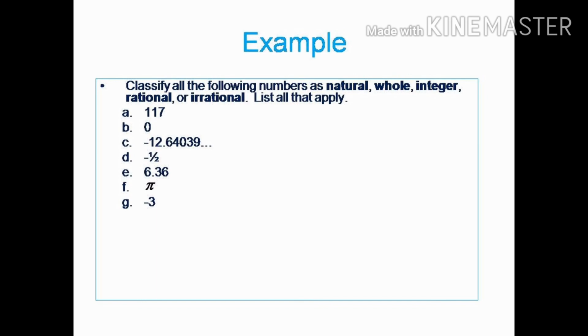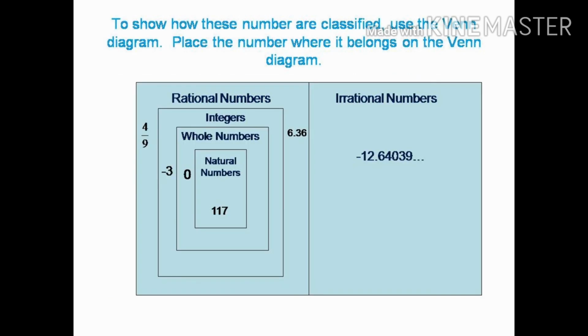Good. See, in the Venn diagram we have shown all those numbers, which belong to what? Rational numbers. 14 by 9, 6.36. 117 is a natural number. 0 is a whole number. Minus 3 is an integer. Tell me, is 117 a rational number? Yes. Minus 3 is a rational number? Yes. We already discussed. These natural numbers, whole numbers, integers, these three are all subsets of the rational numbers. And these four are the subsets of the real numbers. Understood? If a number belongs to natural numbers, it belongs to real numbers and rational numbers also.